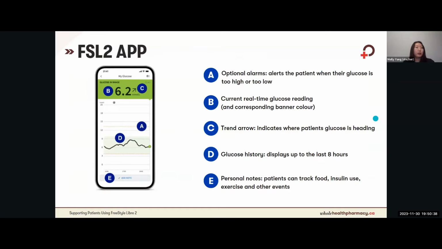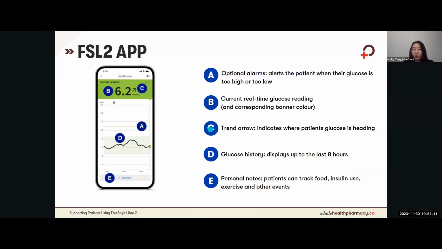So with the FreeStyle Libre 2 app, this is the home page of it. And you can see there's a lot of data on here already for patients every time they open the app. They have optional alarms, so they can set alarms based on their high and low values. They have, with the new update, the current real-time glucose readings and corresponding banner color. So this color is green now, but it can change to yellow or red based on the reading that the sensor is picking up real time.